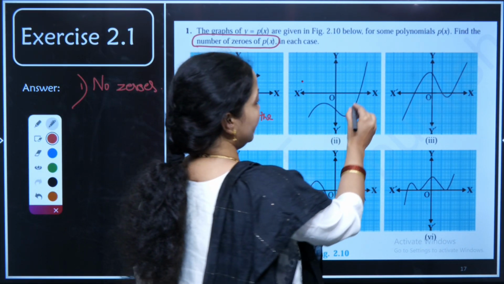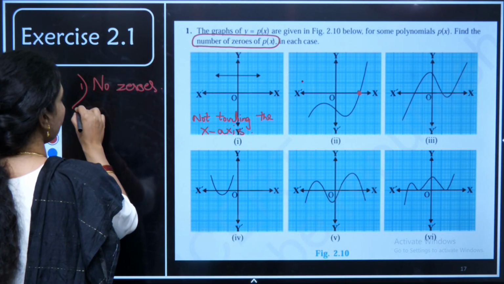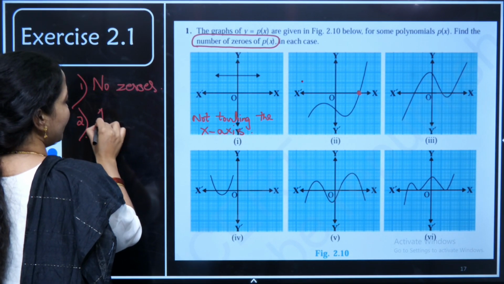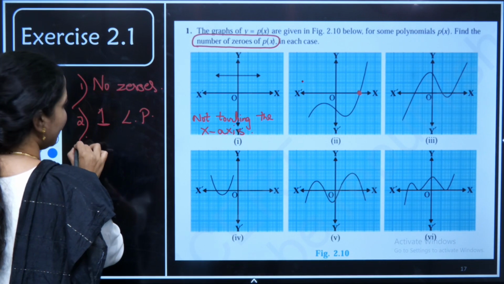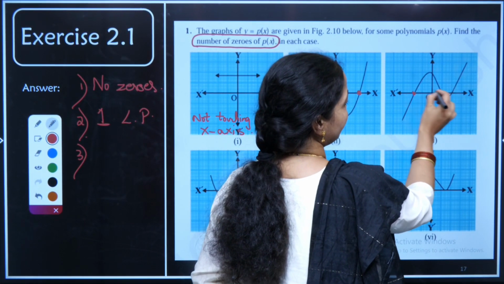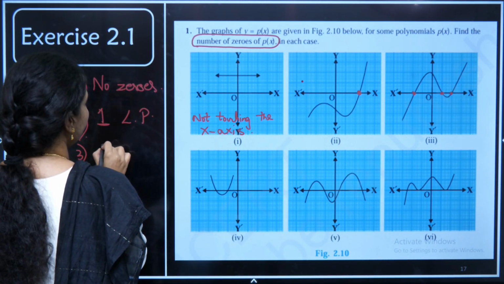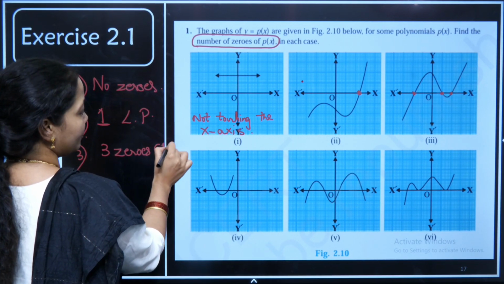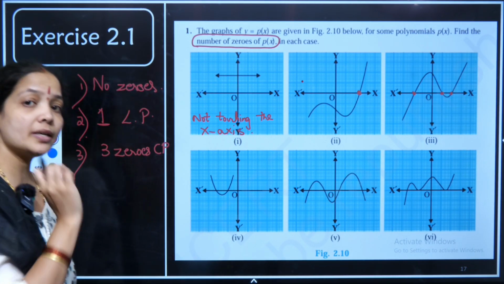Second question, it is touching at one particular position. So I can say second question will be degree 1. So number of zeros will be 1 here. It's a linear polynomial. Third question, the number of positions that the graph passes through the x-axis is 1, 2 and 3. Therefore, 3 zeros. 3 zeros means cubic polynomial, right? Cubic polynomial. Are you able to understand? Are you able to analyze it?